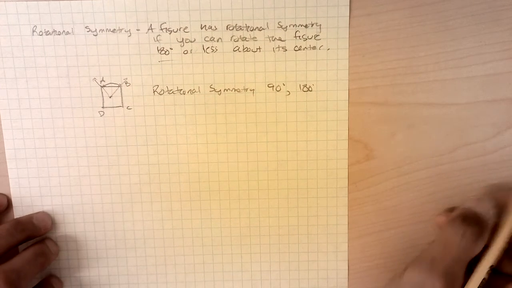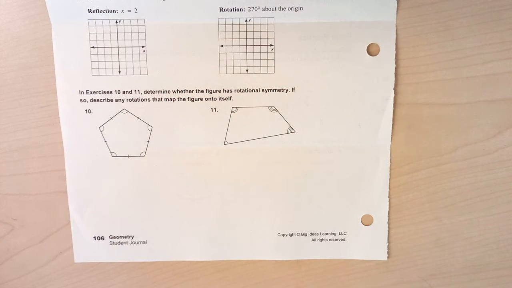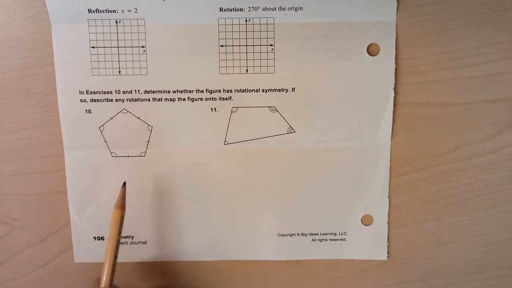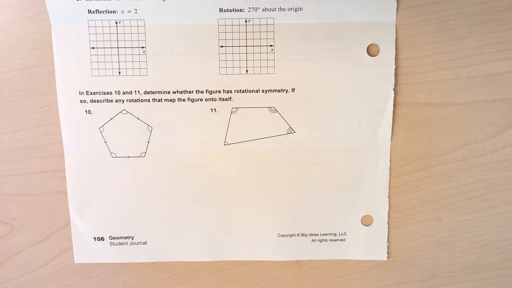So think about other figures that could possibly have rotational symmetry. So I want to determine whether these figures have rotational symmetry, and then if so, besides yes or no, it has rotational symmetry or it doesn't, describe any rotations that map the figure onto itself. So what that means is figure out the angle. What I actually have here is what's called a regular pentagon. If a polygon's regular, all the sides are congruent, like the tick marks given here, and all the angles are congruent. So this pentagon is what's called a regular pentagon.